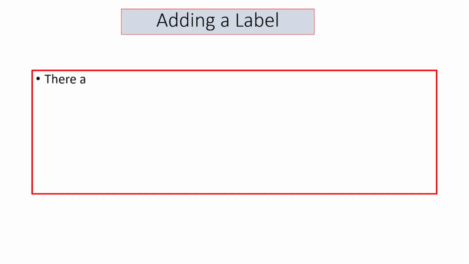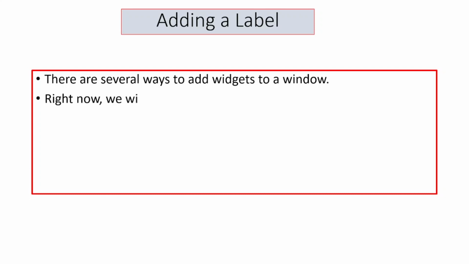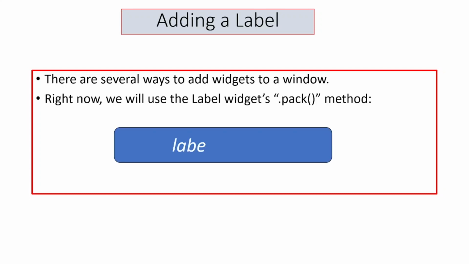There are several ways to add widgets to a window. Right now we will use the widget's pack method. So whatever widgets we are creating, to add them onto the window we have a .pack method. So how to use this? label1.pack, and by using this we will be able to add this widget onto the window. So let's see the demo for this.